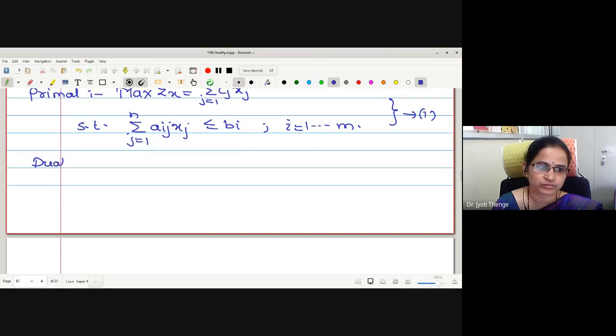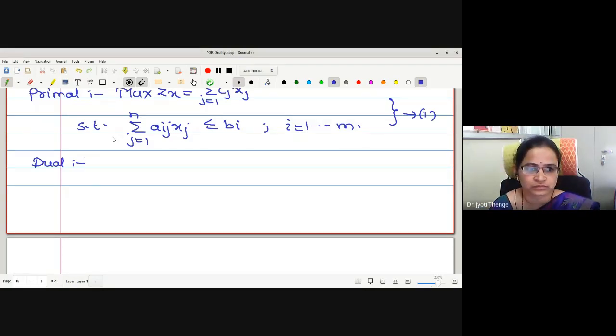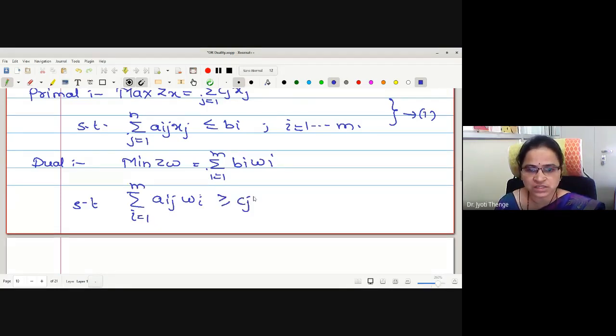Dual. We are not writing a matrix form, okay? This is not a matrix form. This is just by using the summation. I may write this as minimize Zw equals the summation, i from 1 to m, of bi wi, subject to, same variables we were using, only the same coefficients we were using, only variables are changed. Now the summation must run for i from 1 to m, and is greater than or equal to Cj, and this is for every j equals 1 to n.